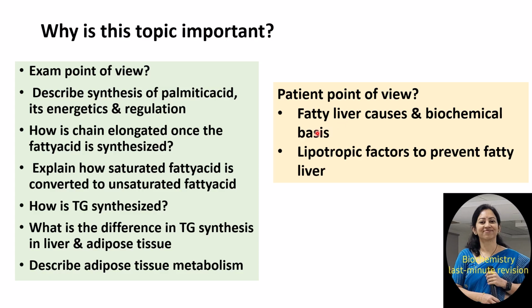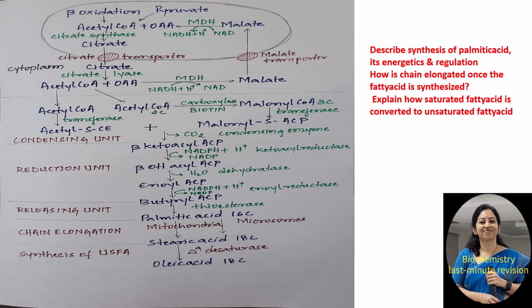From the patient point of view, fatty liver, its causes and biochemical basis is very important, and lipotropic factors to prevent development of fatty liver are important. Now let's try to understand the synthesis of fatty acid. This is how the question will be asked in your university exam: describe synthesis of fatty acid, its energetics and regulation. How is the chain elongated, and how saturated fatty acid can be converted to unsaturated fatty acids.